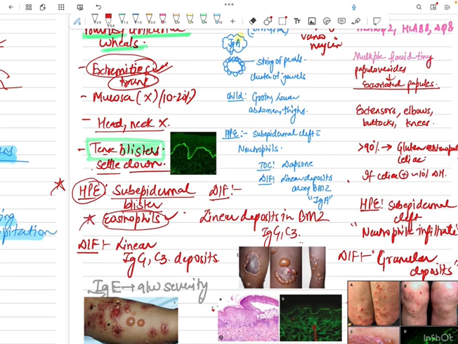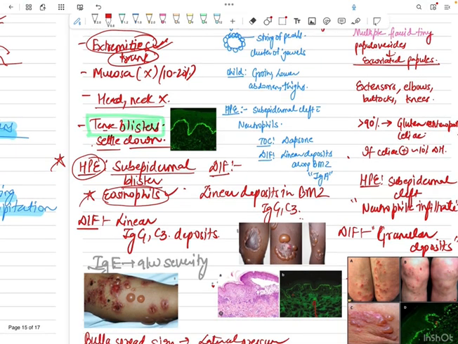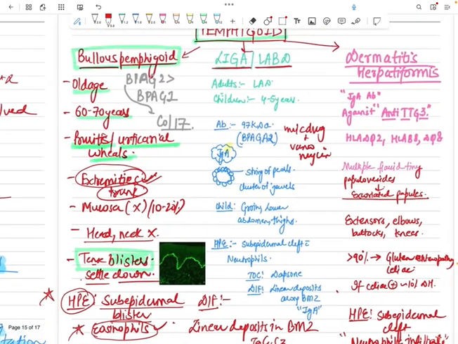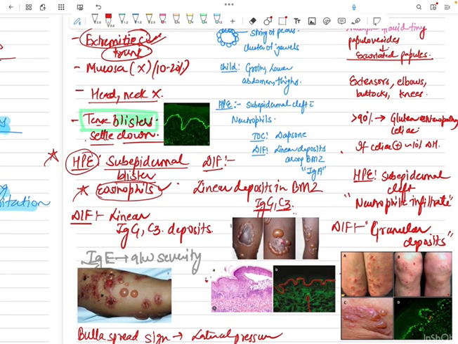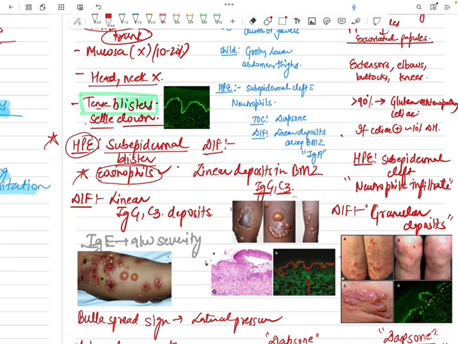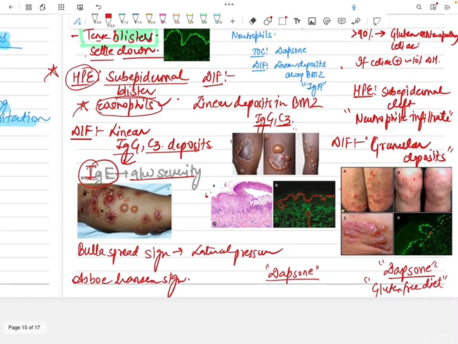There will be eosinophils. DIF will reveal this pattern. This is what we had, basement membrane zone pathology, right? We have IgG and C3 deposits against the BPAG, BPAG2 more than BPAG1. BPAG2 is also known as collagen 17. So these are those antibodies which are deposited linearly. So this is how it presents. And apart from IgG and C3, we can have IgE antibody, but they are associated with severe disease.